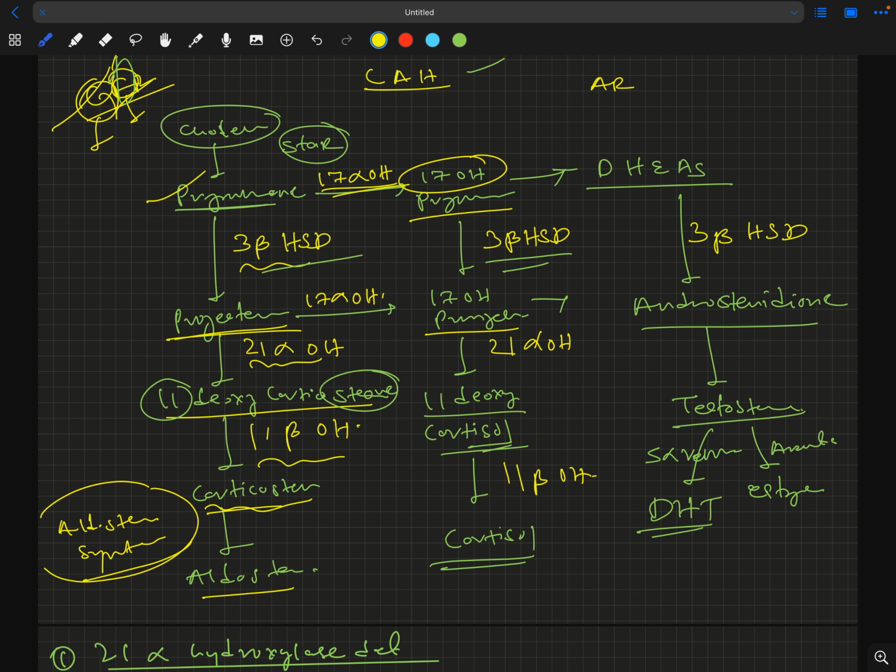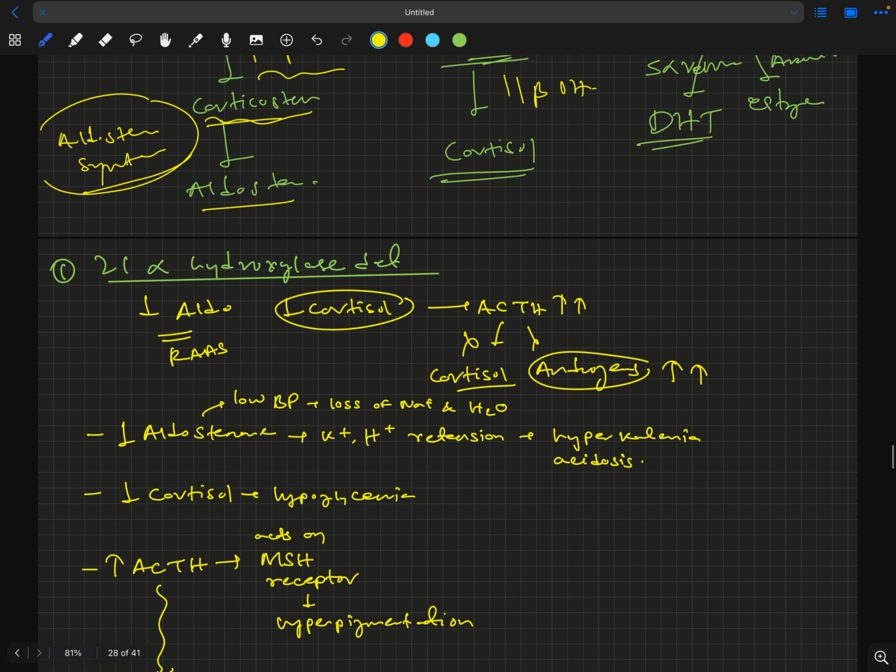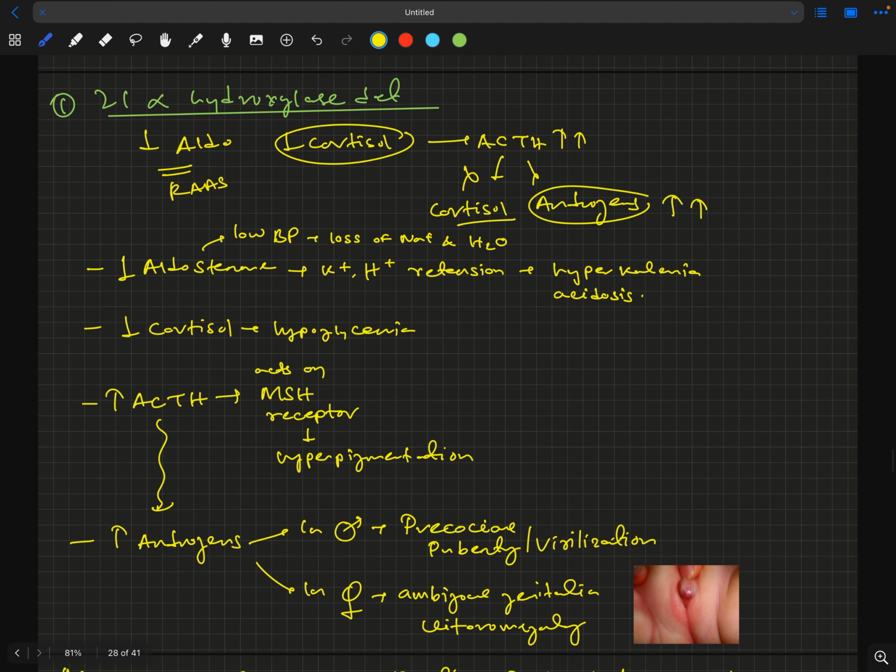So this is the pathway we have to remember. Now let's go to enzyme deficiency. The most common enzyme deficiency is 21 alpha hydroxylase. So what happens in 21 alpha hydroxylase deficiency?